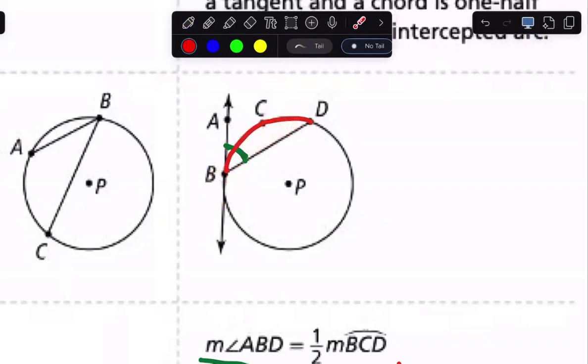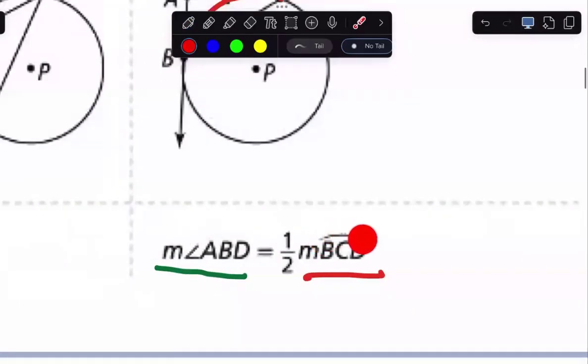Now, you know if it's an arc because it has this little line on top of the variables. This means angle. When it's on top, it's called an arc.